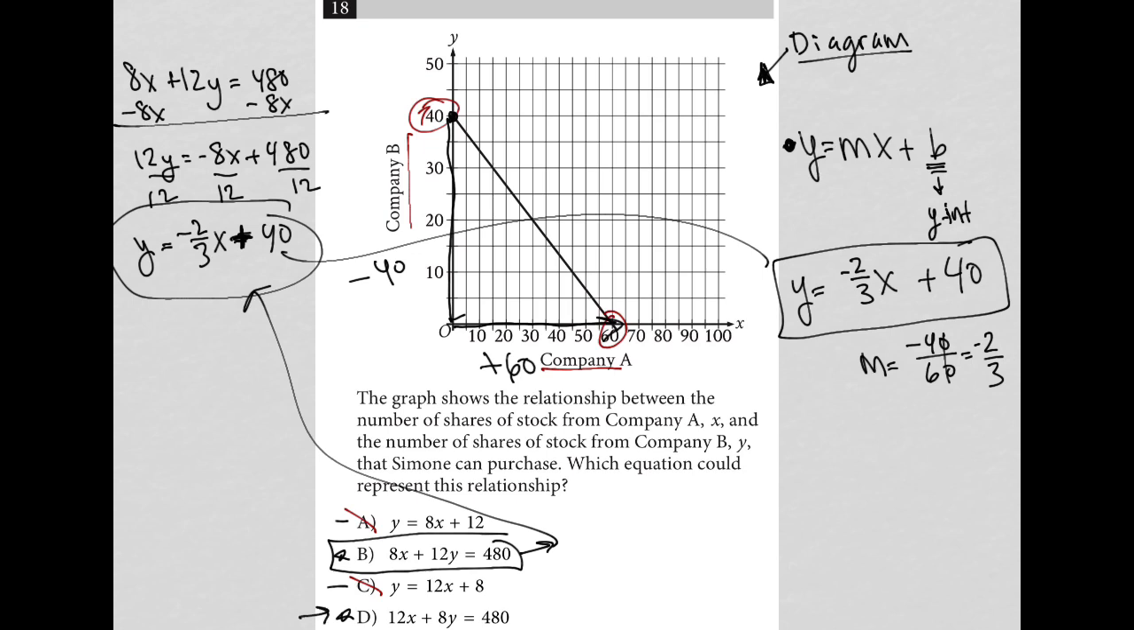When I look at choice D, the 12 and the 8 are switched from x to y, so there's no way that's going to give me the same answer or anything close. So choice B, I'm very confident, is the correct answer here.